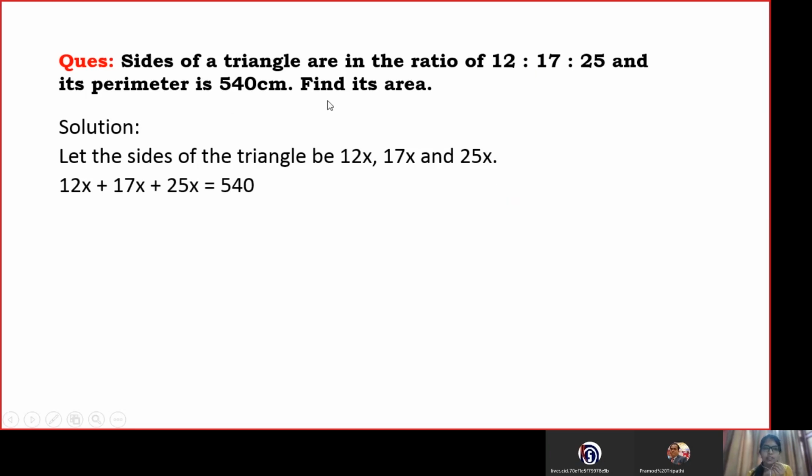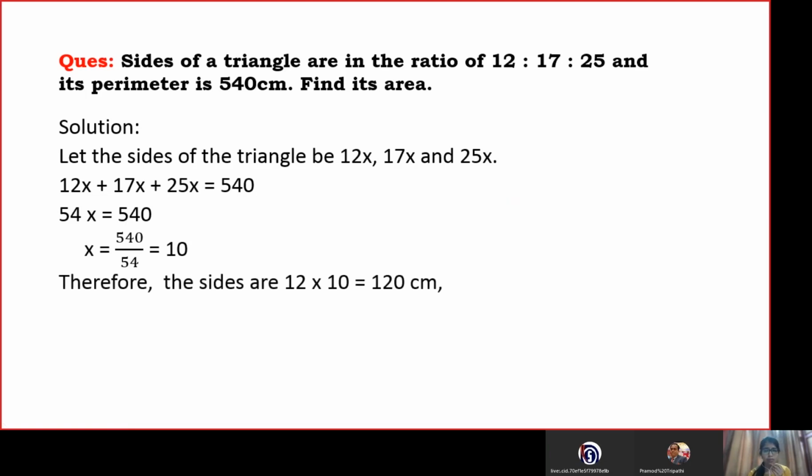The perimeter of a triangle is the sum of all sides. Therefore, we have added the three sides. 12x plus 17x plus 25x is 540, which in turn gives us 54x as 540, and we are able to calculate the value of x. Once you have got the value of x, the question is not yet over. We have to find the area, but before the area we have to find the sides. So the sides will be 12x, that is 12 into 10, 120 centimeters, then 17x, that is 170 centimeters, and 25x, that is 250 centimeters.